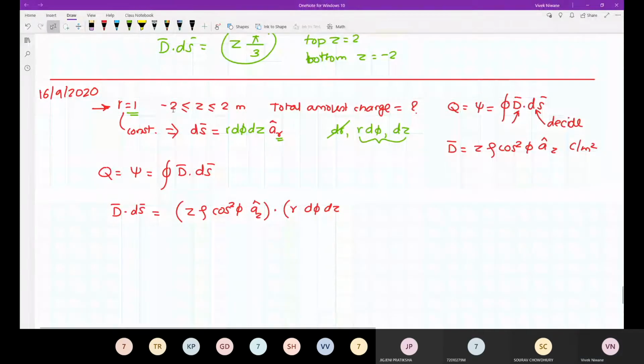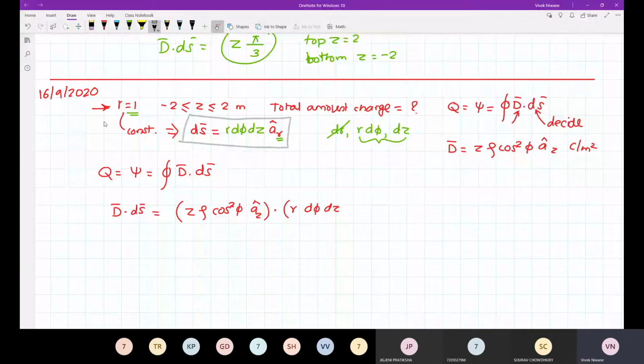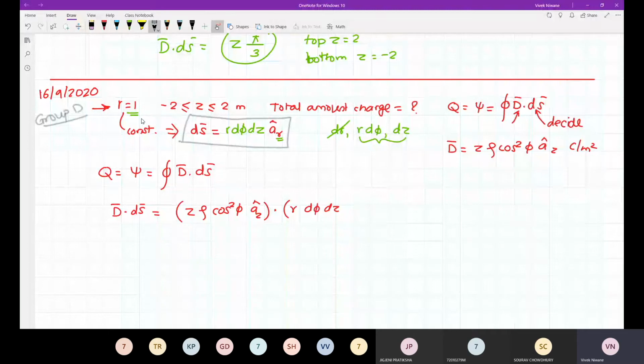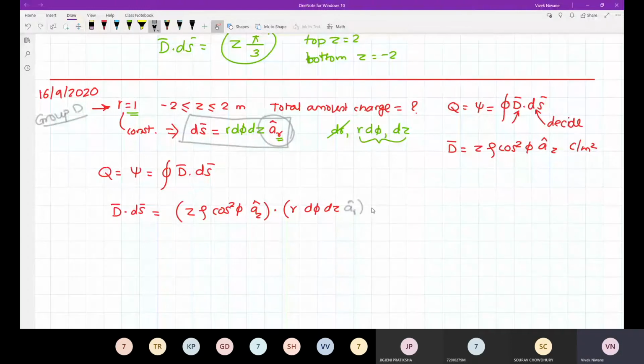Yesterday I also told you that this was a group D numerical. If R is equal to constant is given, then our differential surface area expression dS bar will have AR cap as a component. But if you solve the numerical this way, with dz and az cap dot AR cap, it is going to result in a zero value, because az dot AR cap is 0.